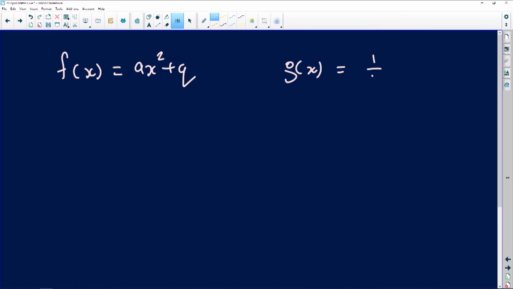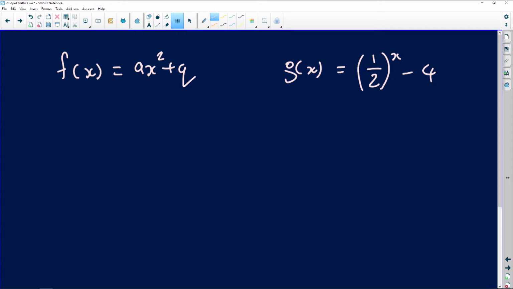It says sketch the graphs of f of x equals ax squared plus q. So grade 10s will also appreciate this one. Right, I told you it's mathematics. We do everything for everyone. So it's actually ax squared plus q. That's f of x. And we have g of x, and apparently g of x is given by (1/2) to the power of x minus 4. Ooh, looks very intimidating.